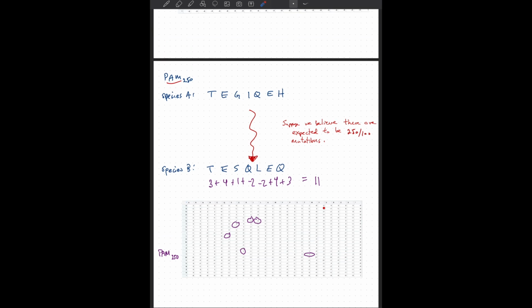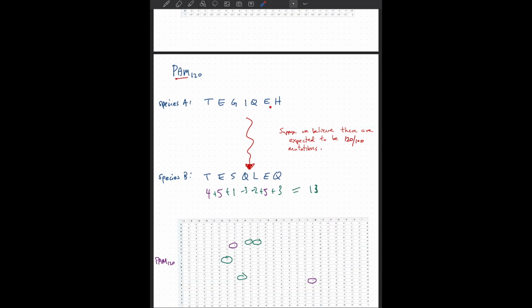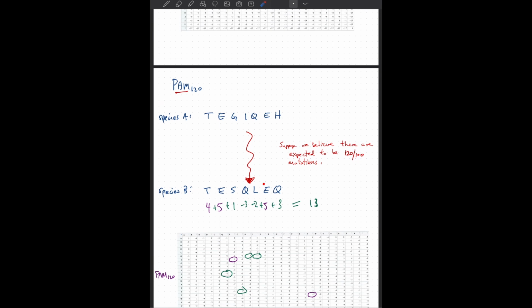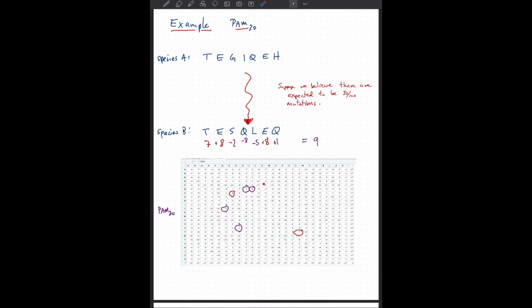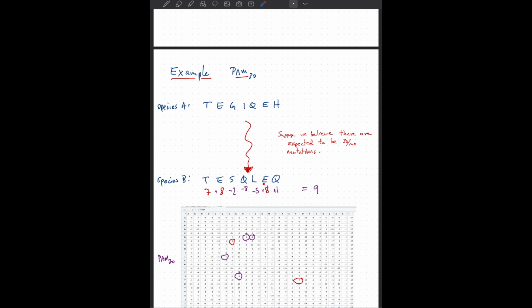Which was the right matrix to use for those two protein sequences? What would be the rationale for choosing the right matrix? Here I don't know what these two species, A and B, are, but what would you say here? What would be the rationale?